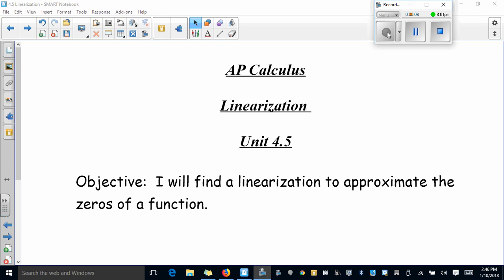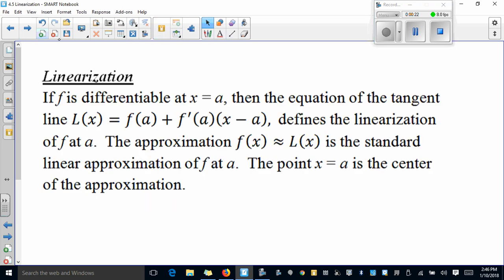All right, so linearization. If f is differentiable at x equals a, so some value of a, then the equation of the tangent line, L of x, so we're using L to identify it's a linear approximation, is f of a plus f prime of a times x minus a. This defines the linearization of f at a. The approximation f of x is approximately L of x, the standard linear approximation of f at a. The point x equals a is the center of the approximation.